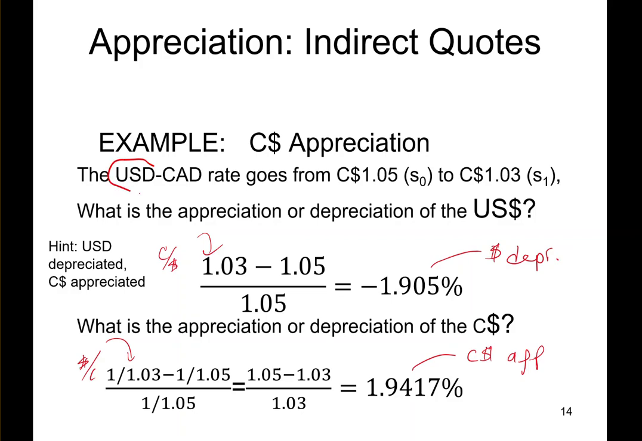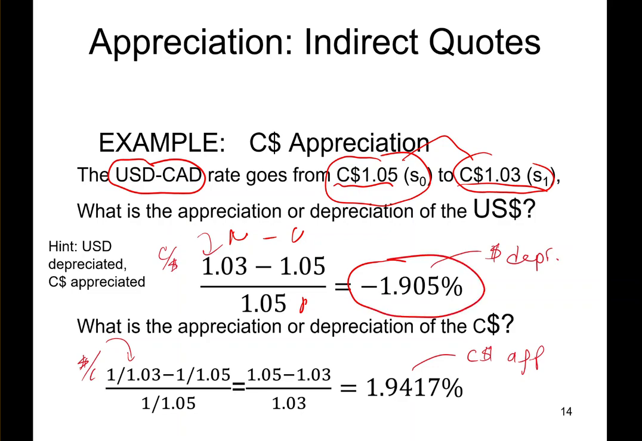Say the USD CAD goes from 1.05 to 1.03. Now let's talk about that exchange rate. That's the price of $1 quoted in CAD. So that's the CAD price of $1 US, and it went from 1.05 to 1.03. So what we can say is the dollar got less valuable, right? It used to cost 1.05 CAD, now it costs 1.03. So if I use the new minus old over old formula, I can see that the dollar has devalued by 1.905% against the CAD.